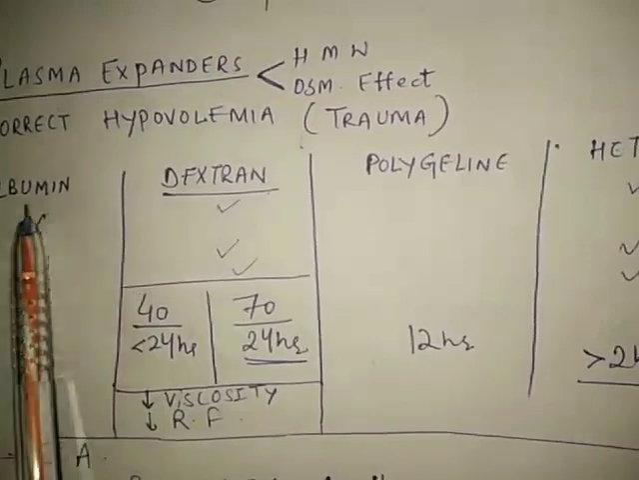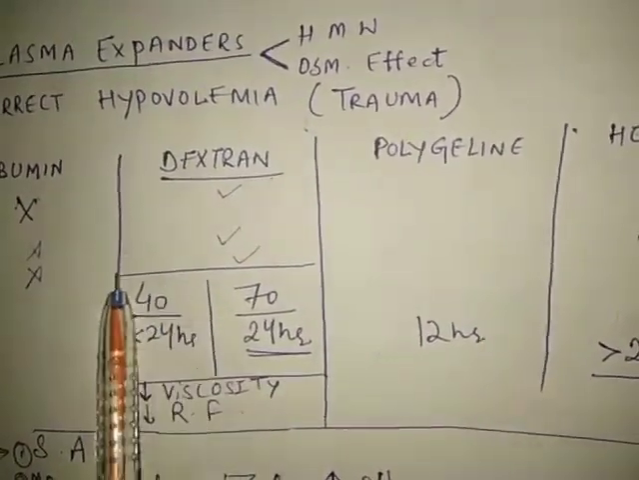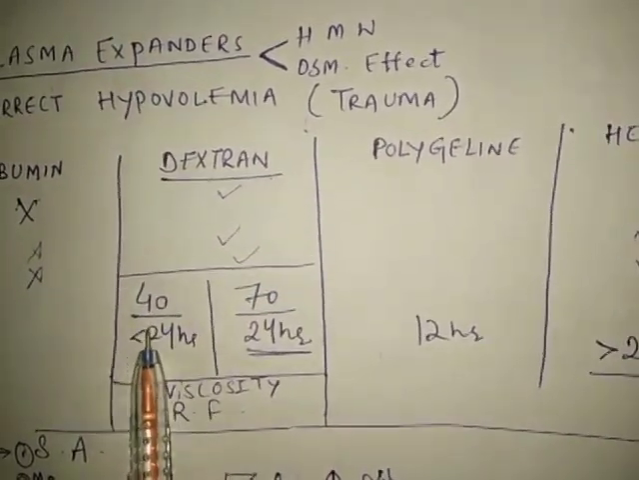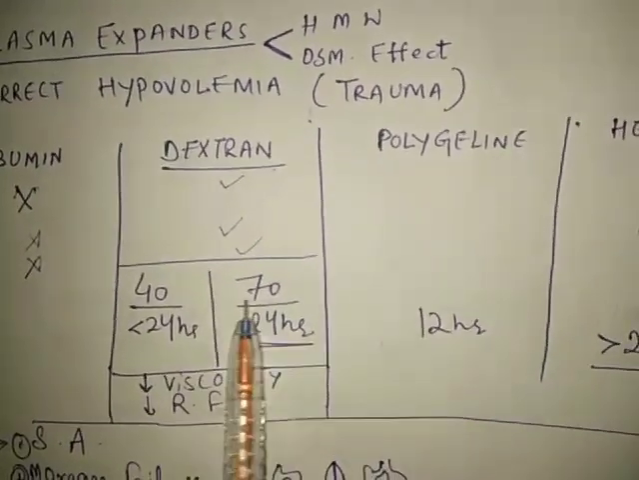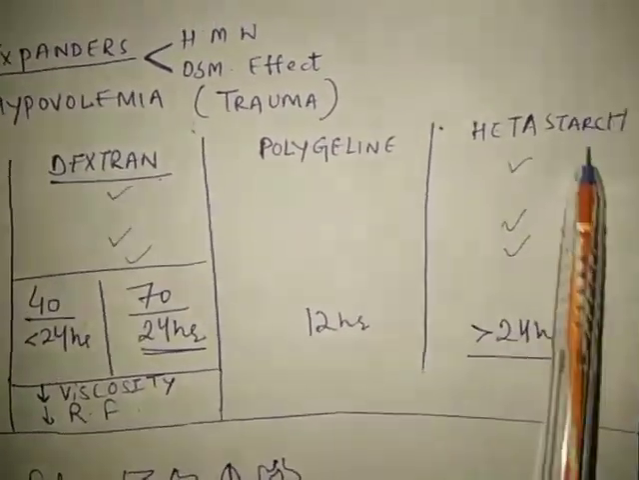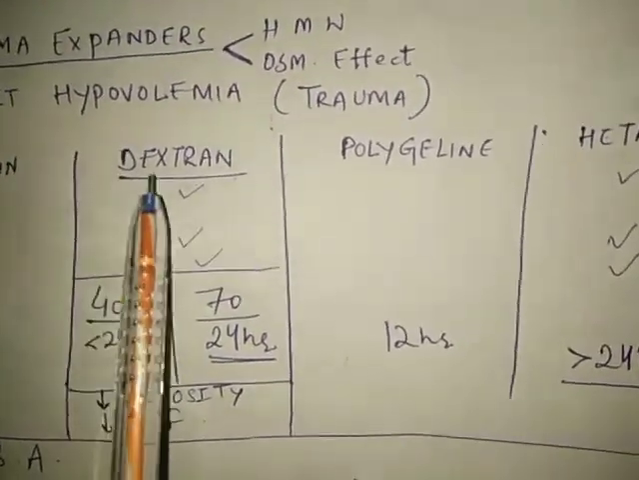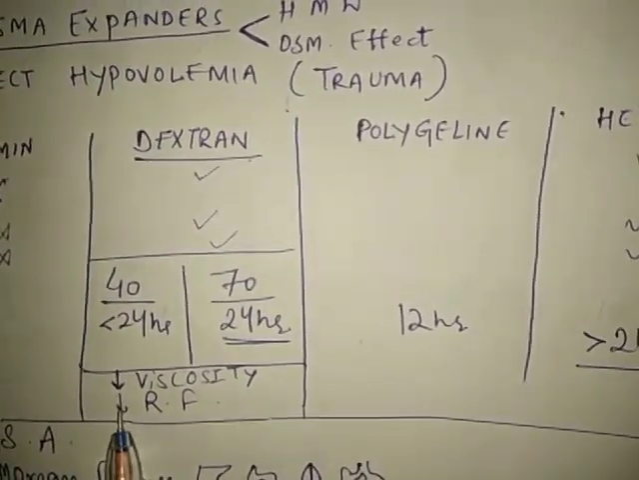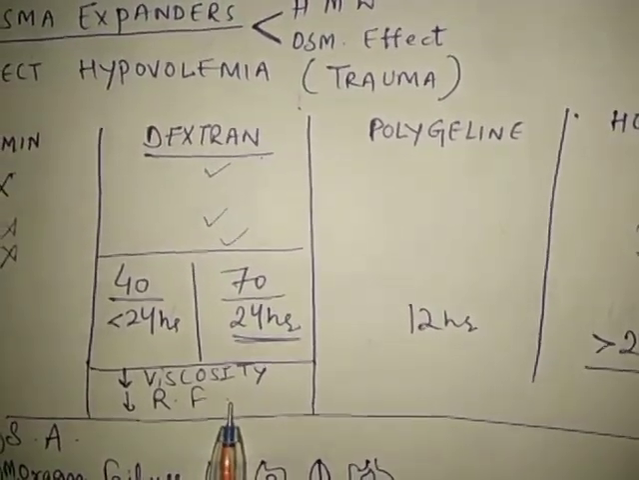Okay, the most commonly used out of these is dextran, and dextran is of two types, dextran 40 and dextran 70. Dextran 40 expands the plasma for less than 24 hours, while dextran 70 expands the plasma for 24 hours, whereas polygeline expands the plasma for 12 hours and hetastarch expands the plasma for more than 24 hours. Dextran has the advantage of decreasing the viscosity of the blood, and it also reduces the rouleaux formation and thus improves the microcirculation.